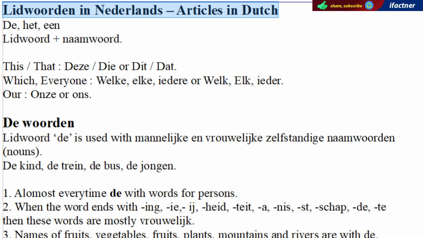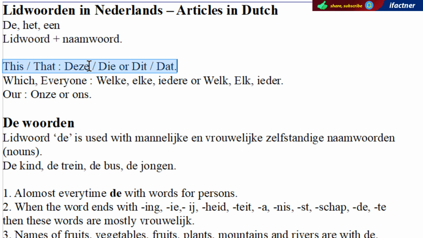Let's discuss Lidwoorden in Nederlands, that is, articles in the Dutch language, in this Learn Dutch Grammar lesson. There are three Lidwoorden in Nederlands, and those are de, het, and een. It is pronounced as un. De, het, and un. We usually use a Lidwoord in a sentence as Lidwoord plus naamwoord.